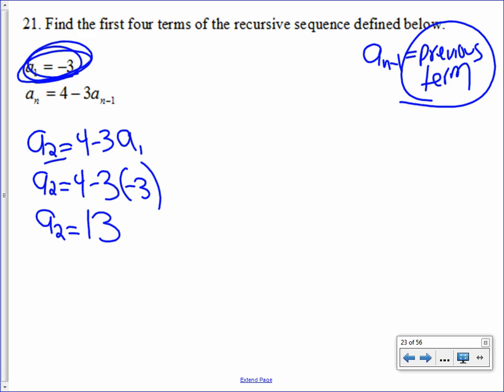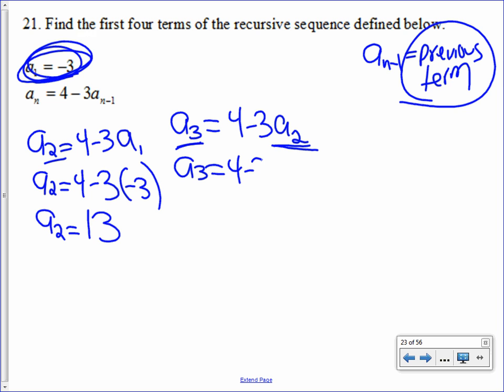Now that I have the second term, I can find the third term. The third term would be 4 minus 3, a sub 2. Again, previous term. 2 comes before 3. What is the second term? Well, I just found that. The second term is 13. I can put that into the calculator from there if I want to get my answer. I believe that is negative 35.